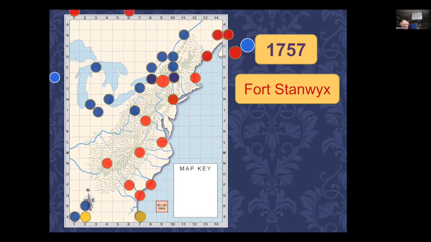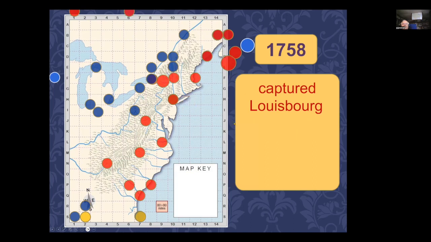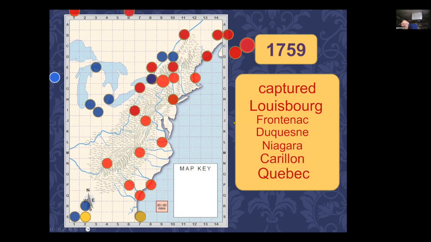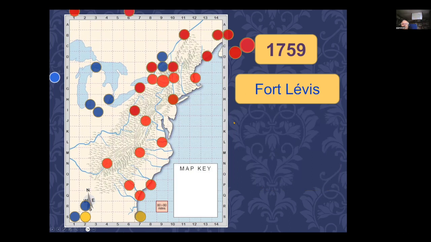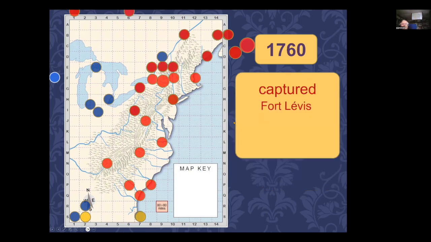That, by the way, is a great Wikipedia website. You can go out and read all about how they were constructing that one there. When Stanwix was there, the French decided to abandon that fort. The British then captured Louisburg, and now this just becomes a numbers game. And one by one, the British are capturing these forts.